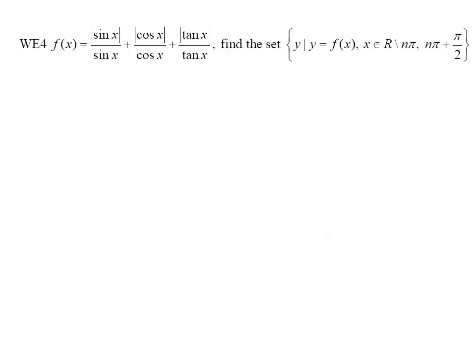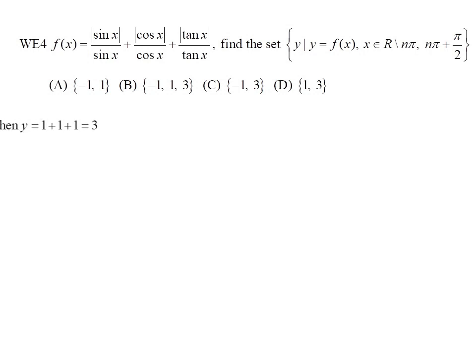Example 4 is to evaluate the expression of sine, cosine, and tangent modulus functions over their corresponding functions. And the question is to find the set containing all the possible values of f(x) based on the given function rule. According to the given criterion, we need to discuss the function value in each quadrant.